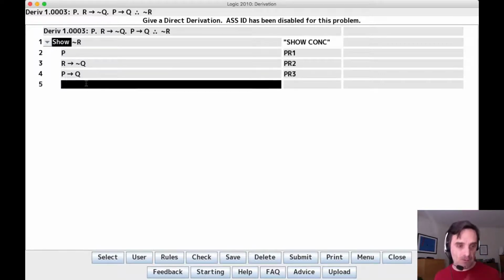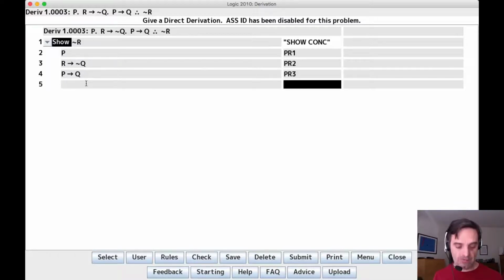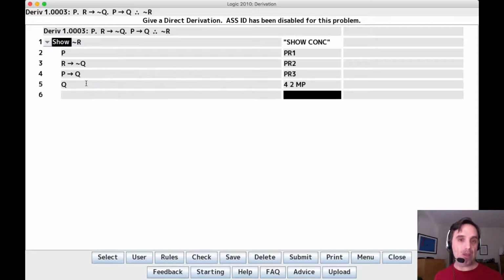Now we look at line 4. If we were going to do modus ponens, we need the antecedent. What's the antecedent? P. So we want to look and see, do we have P? Line 1, no, because that's a show line. Line 2, P. Oh, yes, that's what we need. So we have a conditional on line 4, and we have the antecedent of the conditional on line 2, and that means we can apply modus ponens. And we get Q. So that's good.